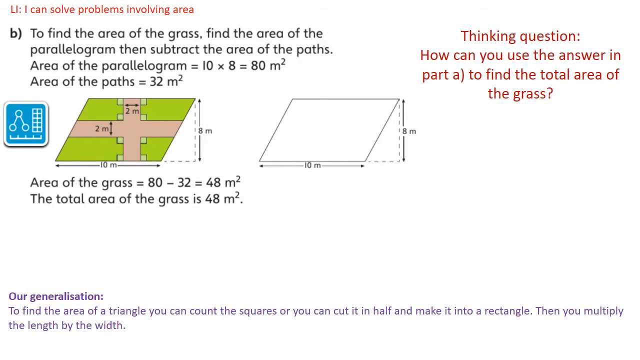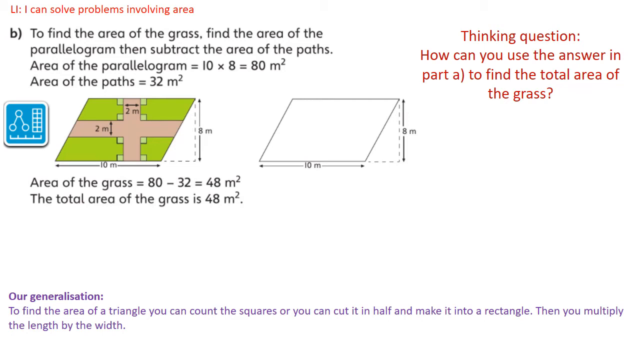So here it is again. Let's just go over that one more time. So we can work out the area of the whole garden. We can do that because it's a parallelogram, and we know to find the area of the parallelogram, you do base times height. So 10 times 8 is 80. You've already found out the area of the paths. That was the tricky bit in the first question. And we know that the area of the paths is 32 meters squared.